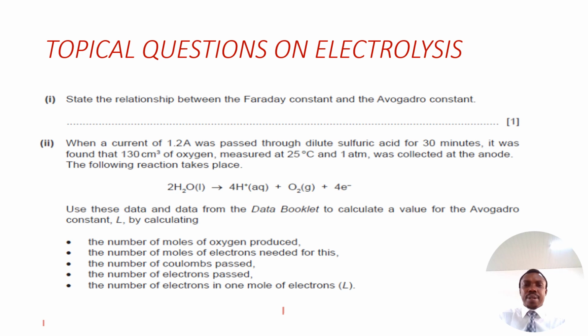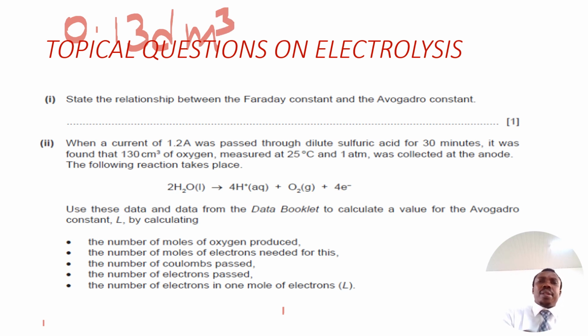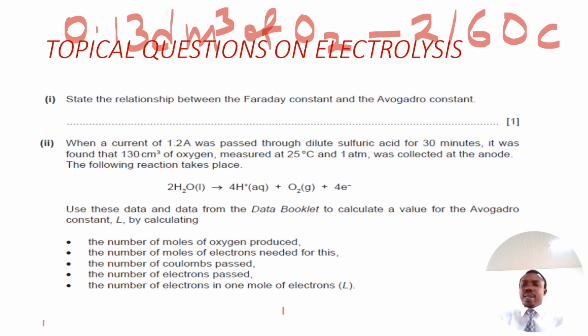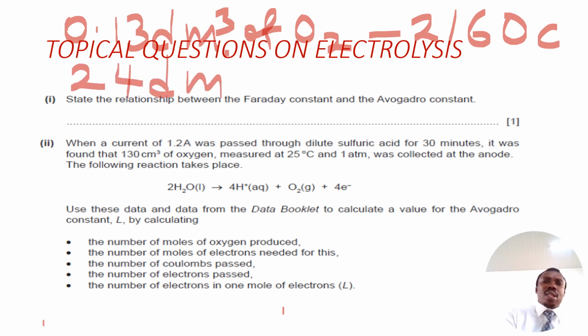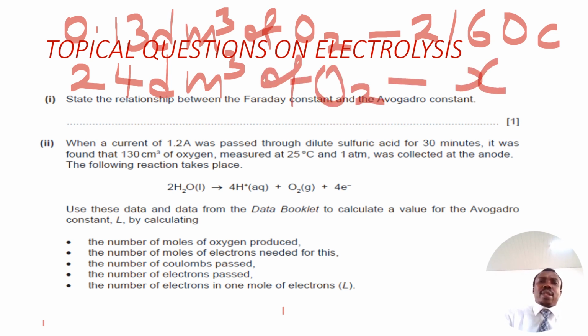Now, from what we have here, for 0.13 dm3 of oxygen from the question, 2,160 Coulomb quantity of electricity was passed. So for 24 dm3 of oxygen, which is 1 mole of oxygen, what quantity of electricity, X, do we need to calculate? So when you cross multiply, you now have what?